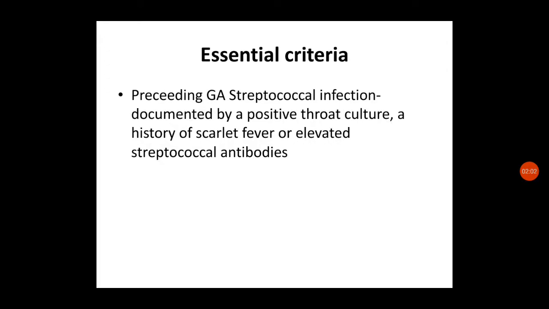The next criteria is essential criteria. So this is very essential for the diagnosis, that is preceding group A streptococcal infection, that is documented by a positive throat culture or elevated streptococcal antibodies or history of scarlet fever. So these are the essential criteria, that is a preceding infection with streptococcus. So we have discussed the Jones' criteria. That is, there are major manifestations or major criteria, minor manifestations or minor criteria, and essential criteria.